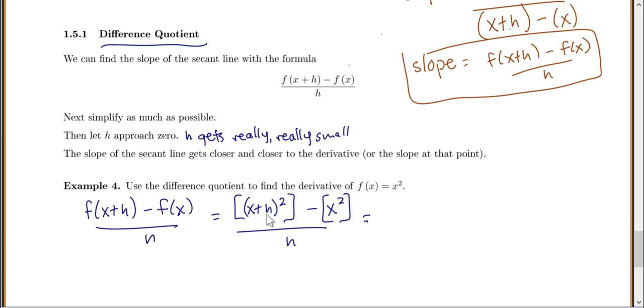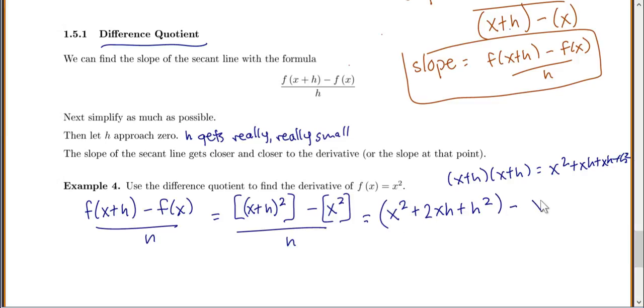Now let's simplify. So (x plus h) squared, you actually have to factor that out. So do x plus h times x plus h, which is x squared plus xh plus xh plus h squared. Okay, so let's simplify that a little bit. x squared plus 2xh plus h squared minus our x squared over h.